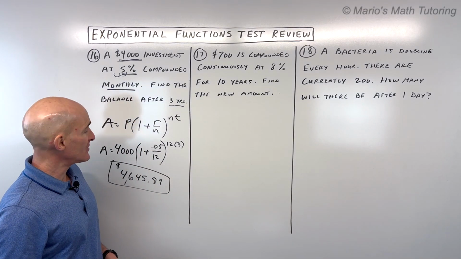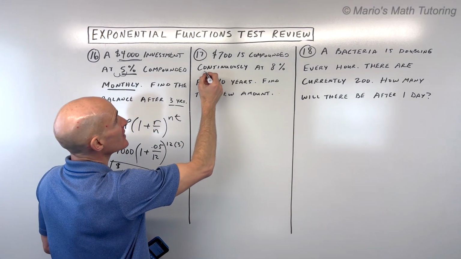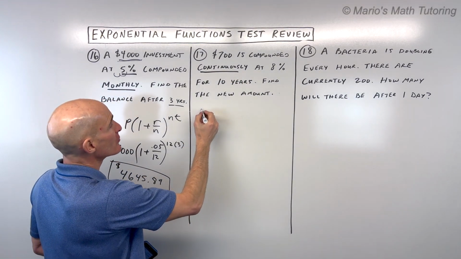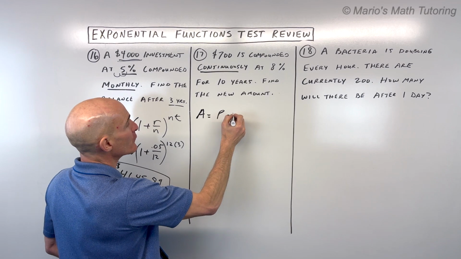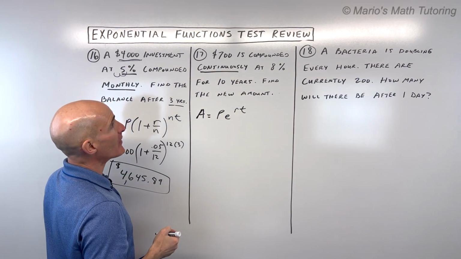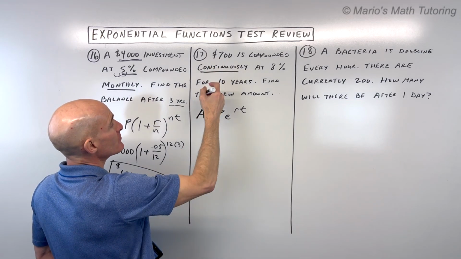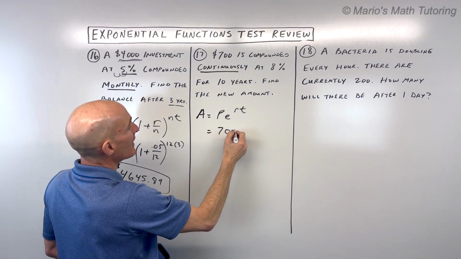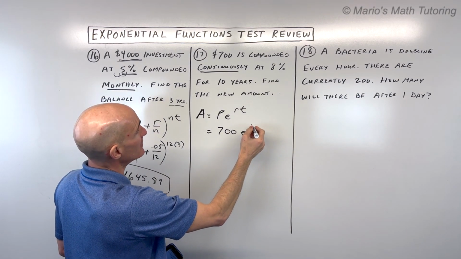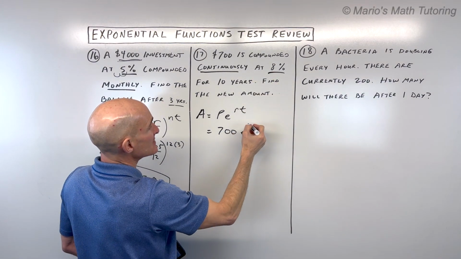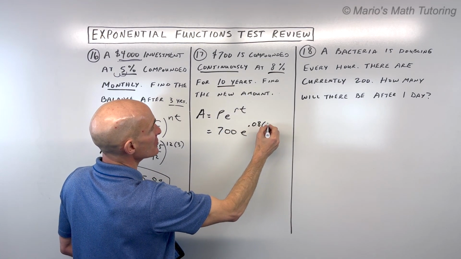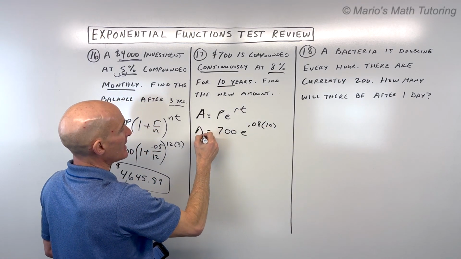Okay, so for number 17, this one's a little bit different because you're compounding continuously. Whenever you see that word continuously, you're thinking this formula right here, the PERT formula. A equals P times E to the RT power. Now, P represents the principal, or what you're starting with, the $700. E is your natural base E, Euler's number, about 2.7. R is the rate as a decimal, so that's going to be 0.08. T is the time, usually in years. And A is going to be our ending amount.